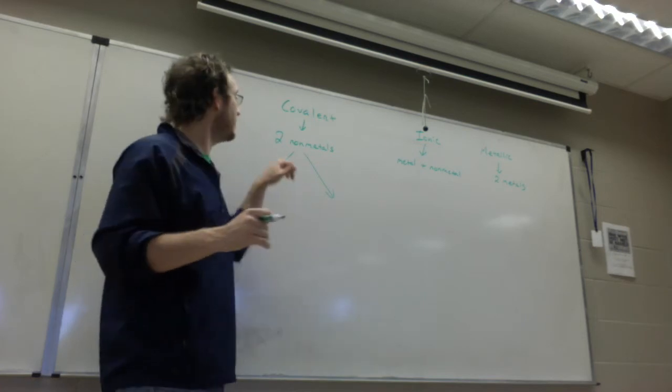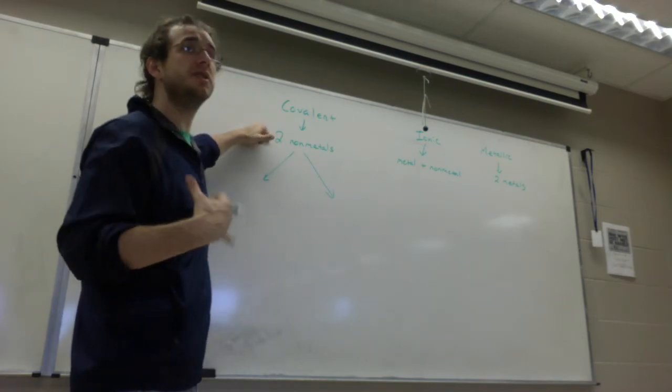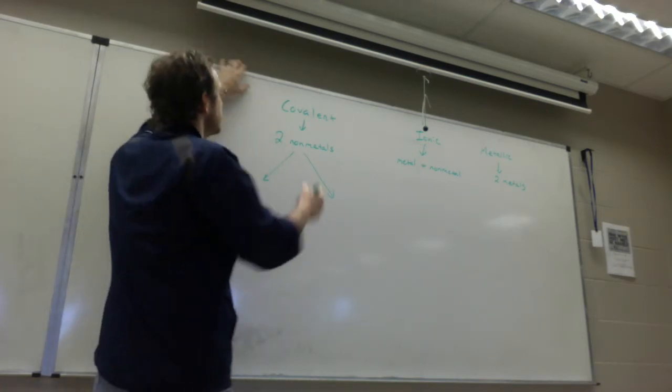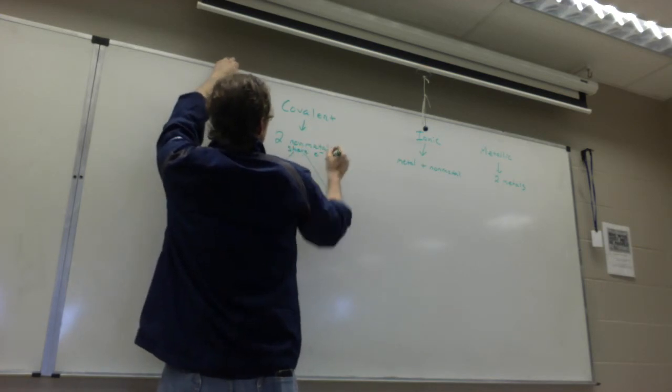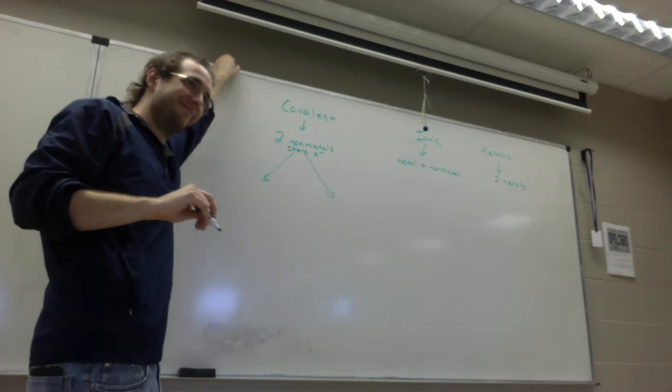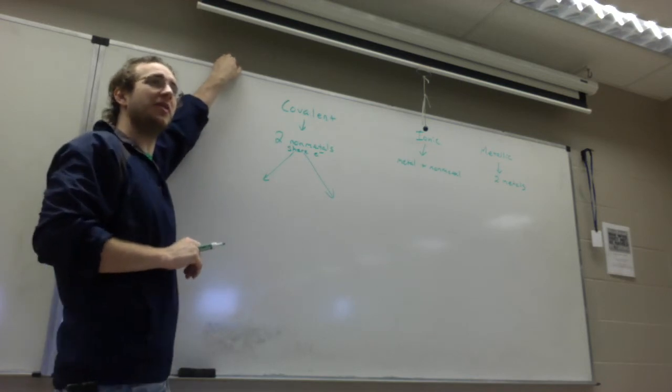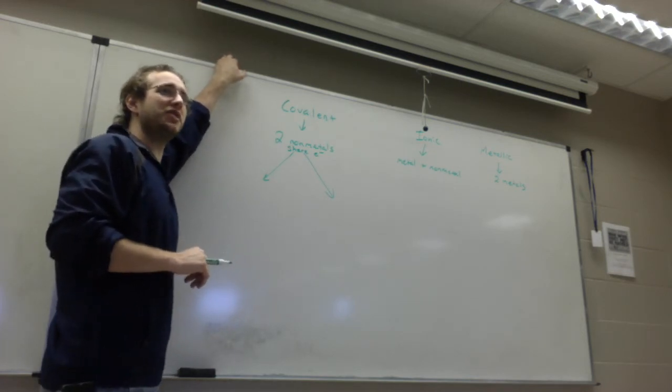So what we end up seeing here is instead of a transfer, we see a sharing of the electrons. So covalent bonding is a sharing of electrons. There's two ways you can share. For all of those who have siblings, what are those two ways you can share?